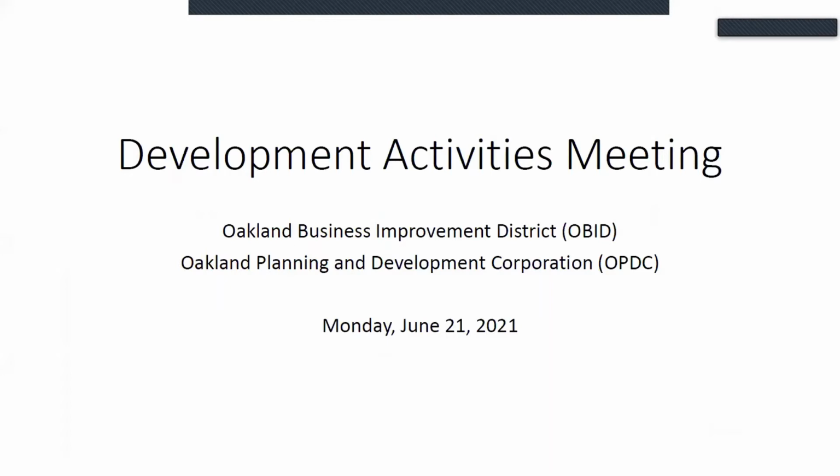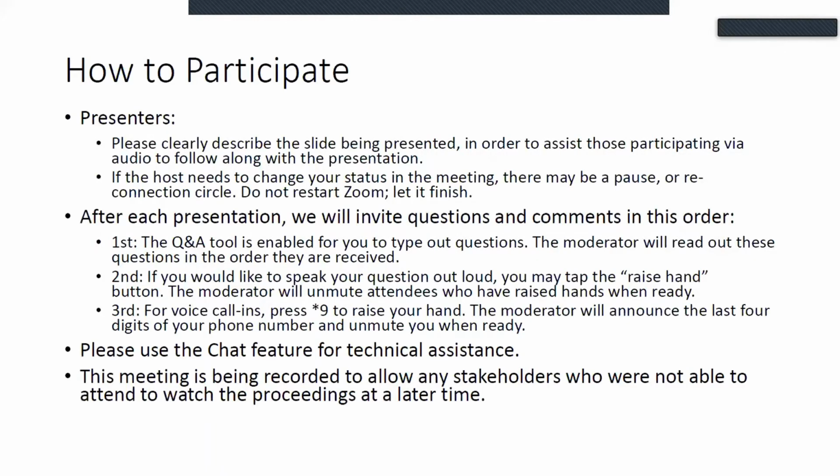Good afternoon. I'm Philip Wu with the Department of City Planning, and I will be moderating this development activities meeting on behalf of the Oakland Business Improvement District and the Oakland Planning and Development Corporation. We have one project that will be presented during this meeting. It's for the demolition and later reconstruction of the facade of the Croatian Fraternal Union building located at 3441 Forbes Avenue, a building that is owned by the University of Pittsburgh.